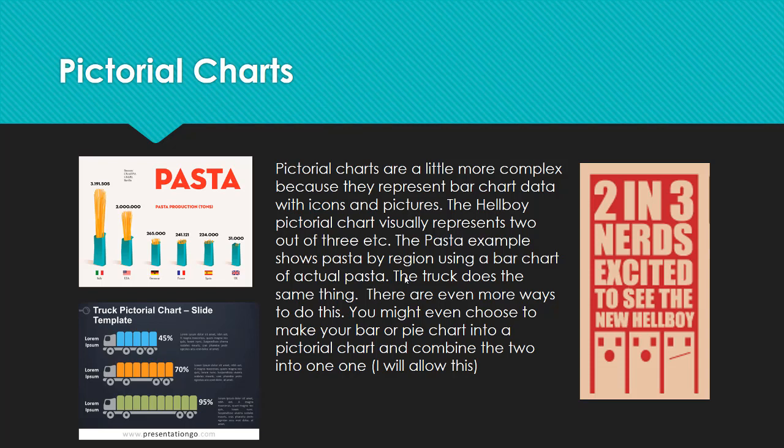But there's another example here where I simply used a pictorial chart to demonstrate a simple stat, which is 2 in 3 nerds excited to see the new Hellboy, which didn't do very well at the box office, by the way. But that's all I had, so I decided to use it. By the way, there's a lesson in this. Pick a topic. I picked that topic like a year before that movie came out, and went pretty far with it, so I decided to use it in here.